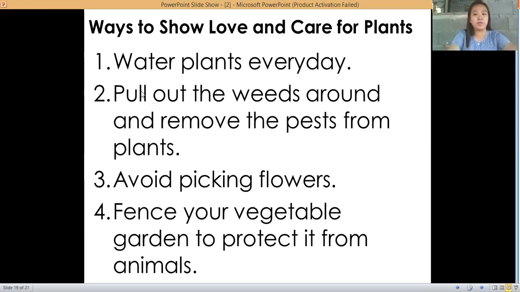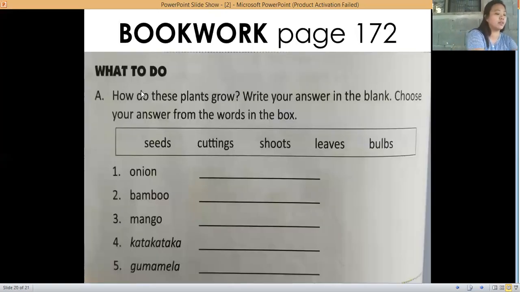Now, please open your book again on page 172. Okay, let me read the instruction. It says here, how do these plants grow? Write your answer in the blank and choose your answer from the words in the box. Seeds, cuttings, shoots, leaves, or bulbs. Okay, number one, the onion. The onion grows by seeds, cutting, shoots, leaves, or bulbs. Write your answer.